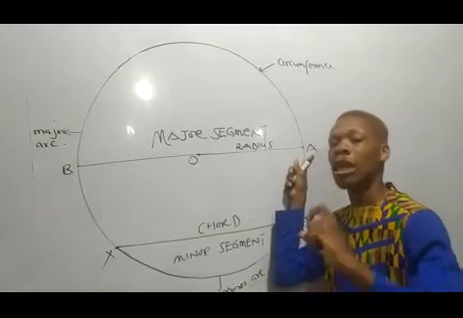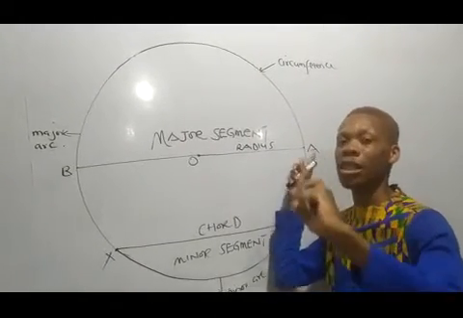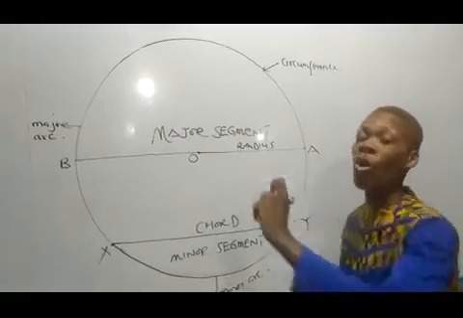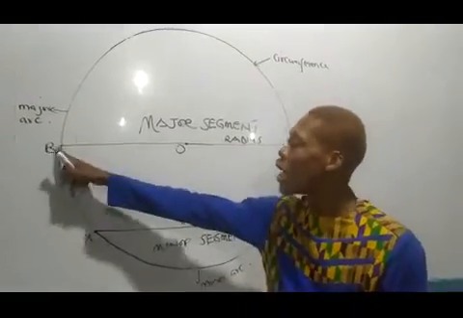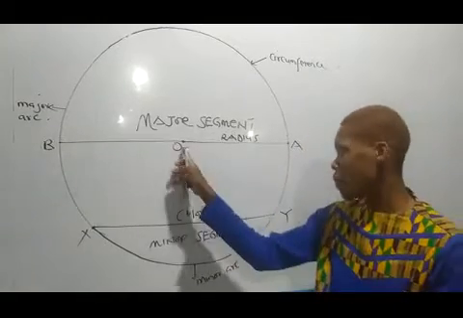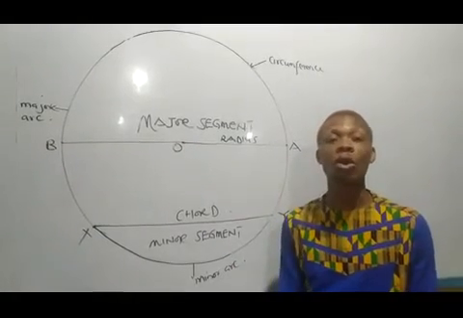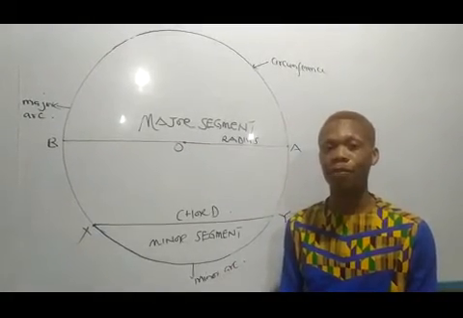So the diameter comes under chords, just that it passes through the center of the circle. So we don't use chord, but we rather call it diameter. So a straight line which joins 2 points on the circle and passing through the center is called a diameter.